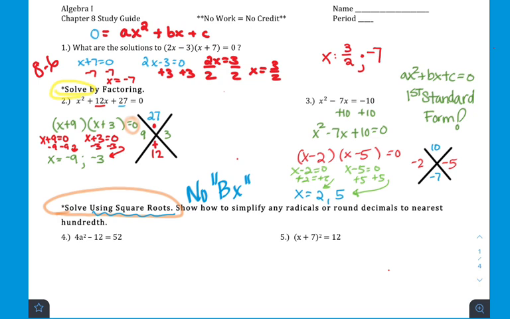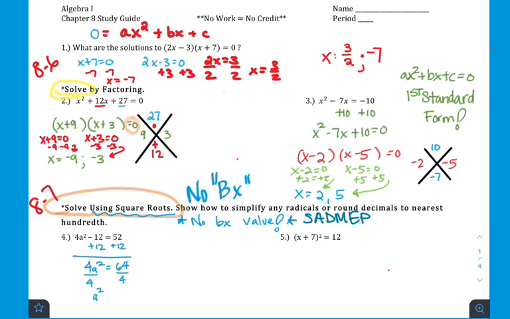And the instructions tell us, solve by rooting. That means we isolate the square by using SADMEP, right? We subtract first, then we divide, and we finally get to that e where we can use our exponents, and the opposite of squaring is square rooting. So we get a equals plus or minus 4, right? Or positive 4 and negative 4 are two values, because with no bx, that means that the vertex is going to be right on that y-axis.